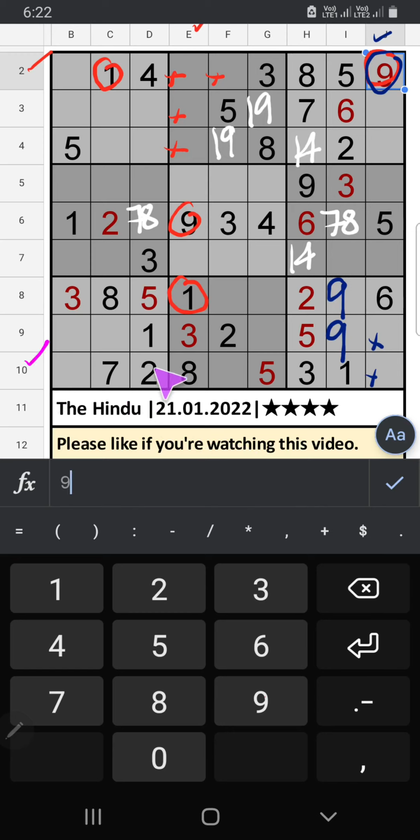10th row 3 numbers are remaining: 6, 9, 4. In this grid we have 6 and 9. So 6 and 9 can't come in this cell. It will come in any one of the cells. We'll confirm later. Then only 1 number is remaining, 4. 4 is confirmed here.